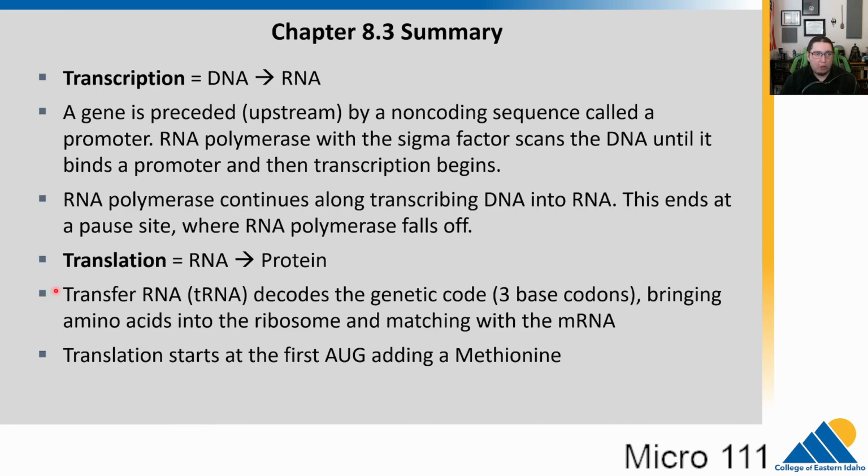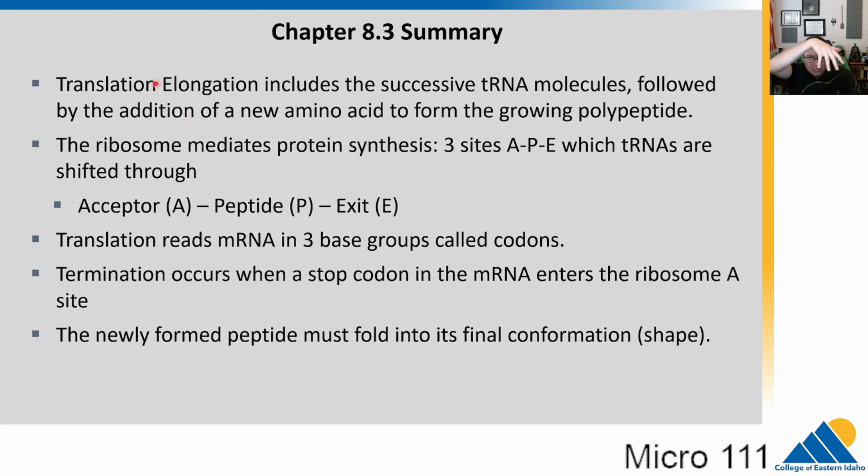tRNAs, a special type of RNA, decode that mRNA in 3 base codons, bringing amino acids into the ribosome and matching up with the mRNA and adding the amino acid to the growing chain that will become the protein. Translation starts when the ribosome finds the first AUG, the start codon, which codes for a methionine. So all proteins are going to start with methionine. Translation continues, ratcheting along in those 3 base codons, adding amino acids.